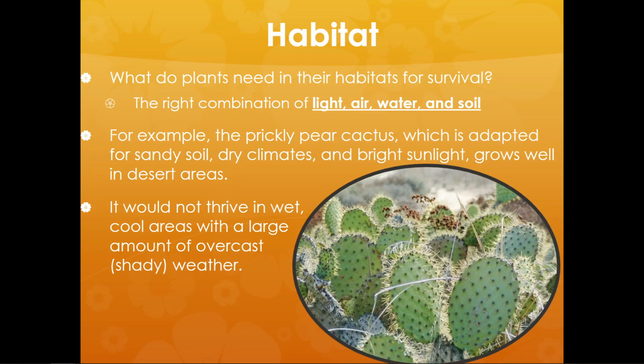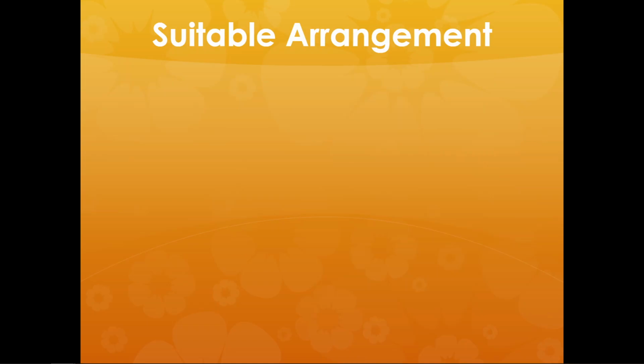So again, habitat is going to be specific to the organism. All right. Habitats must also have suitable arrangements for resources for an organism to thrive. For example, animals. For animals, this would mean it must have enough space, shelter, food, and water. For plants, it would need the right combination of light, water, air, and soil.